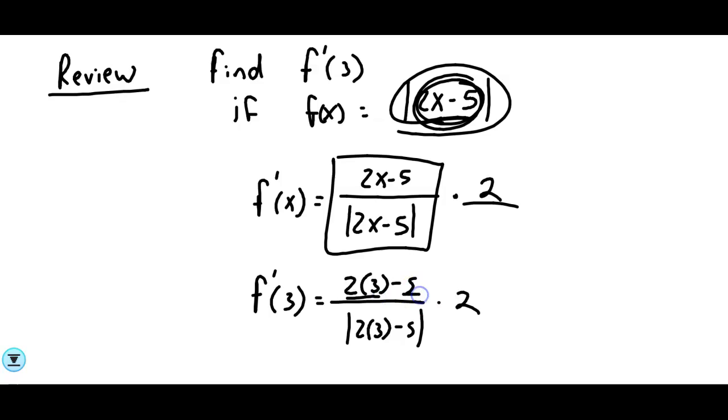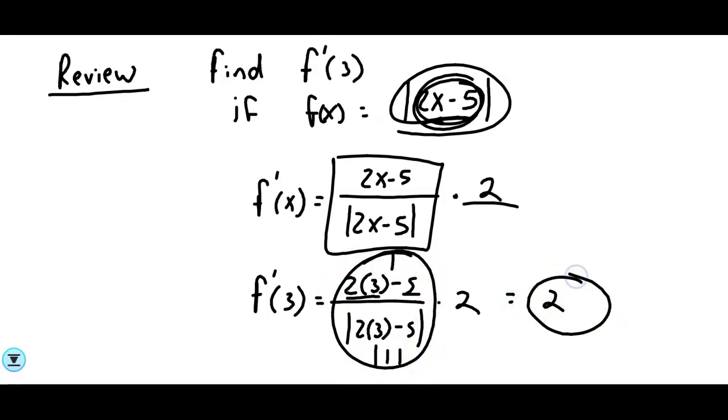So 6 minus 5 is 1. And the absolute value of 1 on the bottom is going to be 1. So this whole thing here just becomes 1 times 2, which is 2. Okay? So that's how you find the derivative of an absolute value function. But absolute value functions, as you guys might remember from Algebra 1, 2, or even pre-calculus, absolute value functions have cusps. When you graph them, they look like this, right?